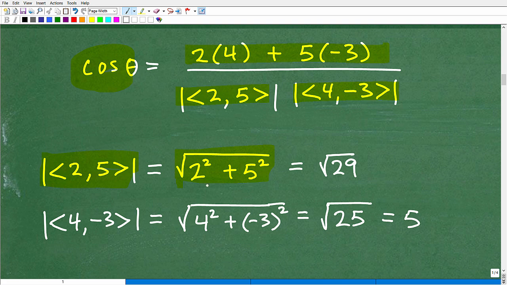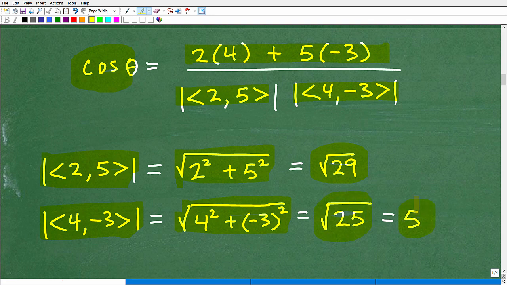Again, if you are studying vectors, you need to know how to find the magnitude of vectors. Hopefully most of you are like, yep, I know how to do this. So this is 2 squared plus 5 squared. Of course, that's going to be the square root of 29. And now let's find the magnitude of this other vector. That's going to be the square root of 4 squared plus negative 3 squared. Just simple basic number crunching here. That's the square root of 25, and that's going to be 5.